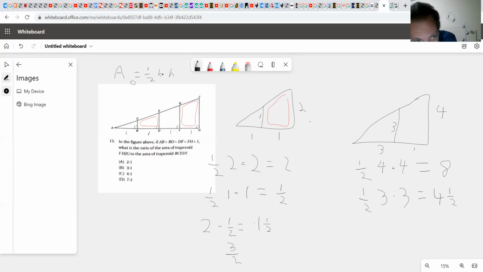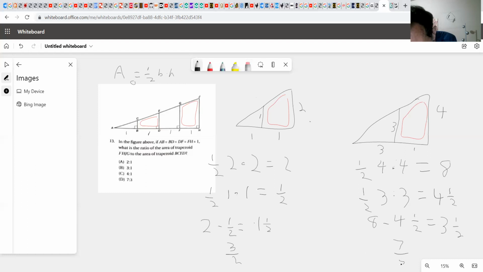So if I wanted to find out this part here, the trapezoid in here, I can say 8 minus 4 1/2, right? If you just kind of figure it out, 8 minus 4 is 4, and then you take out another half, so you're left with 3 1/2, right? And another way to write that would be 2 times 3 is 6, plus 1 is 7 over 2, right?